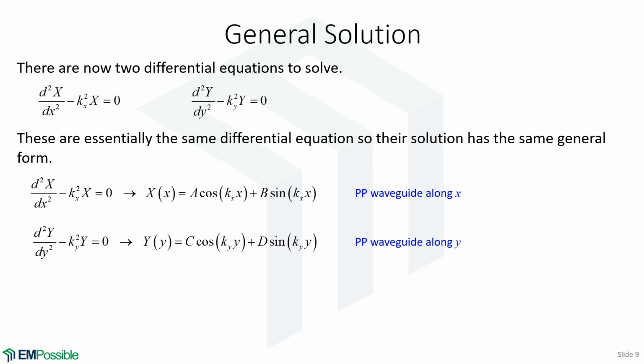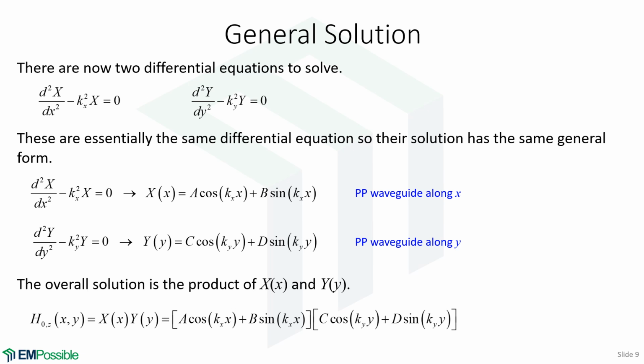Now that we have a solution for x and y, we can bring them together. Remember, we originally wrote our solution for h naught z as the product of x and y. So if we multiply together these two general solutions, we now finally have the overall general solution for h naught z solved by separation of variables.